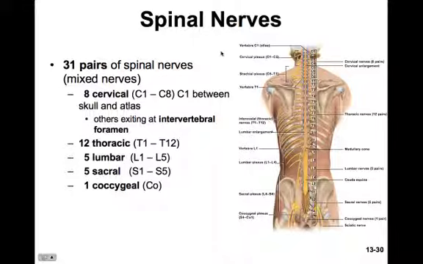So there are 31 pairs of spinal nerves. Each of them are mixed nerves. There are 8 cervical pairs from C1 to C8 that begin between the skull and the atlas. The others exit through all the different intervertebral foramina. Remember when we looked at the arrangement of the spinal column? There are 12 thoracic spinal nerves, T1 to T12. There are 5 lumbar spinal nerves, 5 sacral spinal nerves, and 1 coccygeal spinal nerve. These numbers correlate fairly well to the numbers of vertebrae.